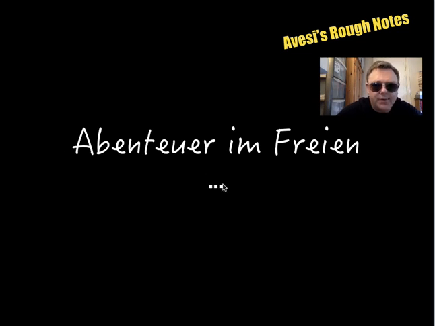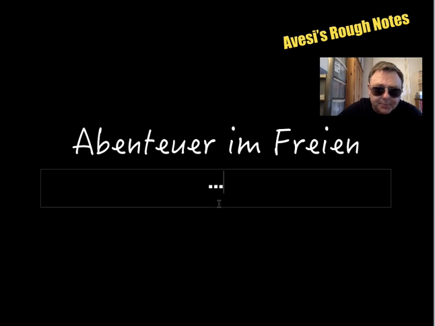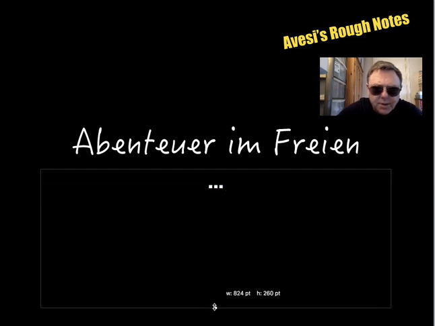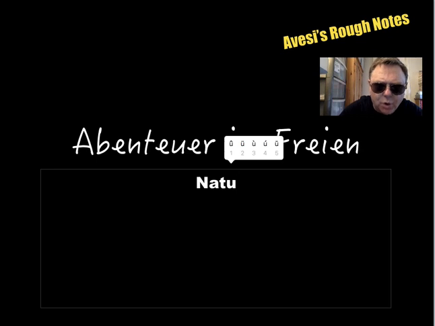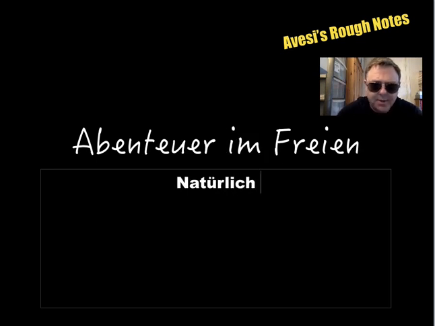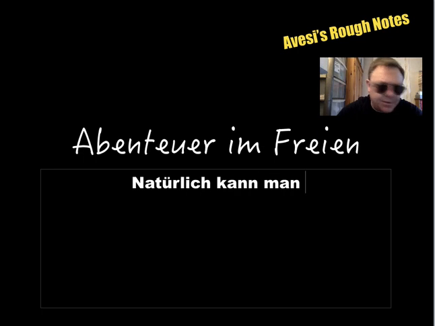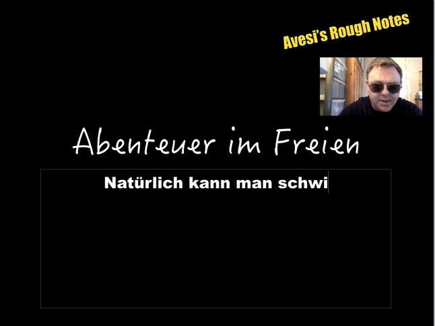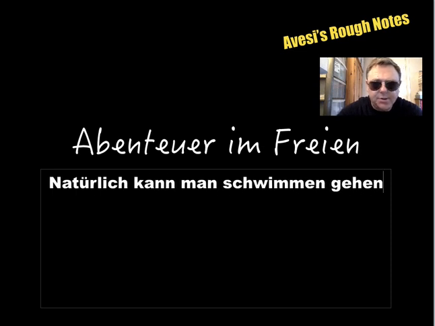Let's start a fresh slide. So what else can we do in this wonderful place? So, something which you should know. Natürlich, of course, naturally. So natürlich, kann man, one can. So that's word order again. Schwimmen gehen, which we all know, to go swimming. Natürlich kann man schwimmen gehen. Ja, natürlich. Good.